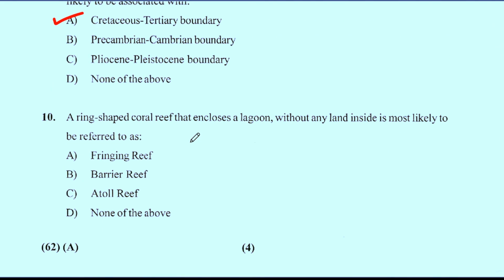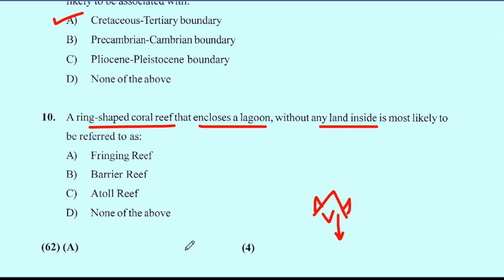Okay. Next question is a ring shaped coral reef that encloses a lagoon without any land inside. Coral reefs are generally built on a volcano. First it will start like this, and like this, and the volcano is going to subside. I will tell you.